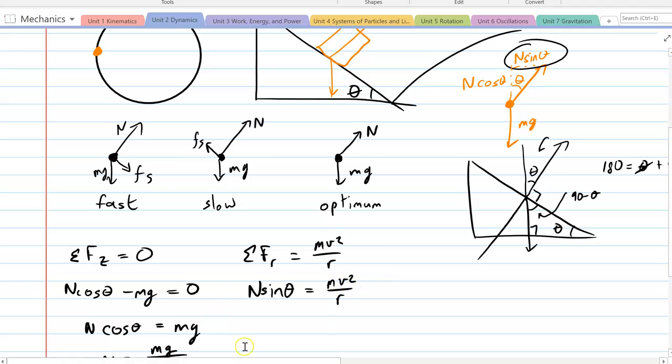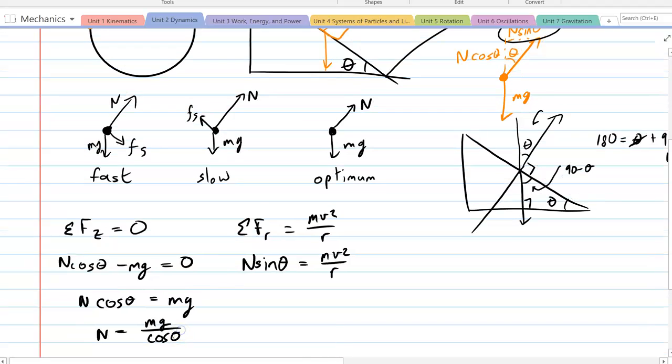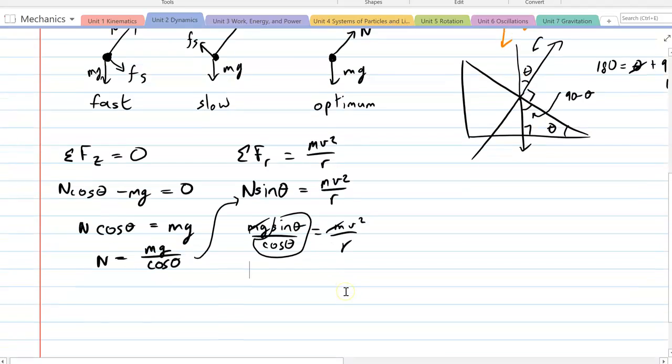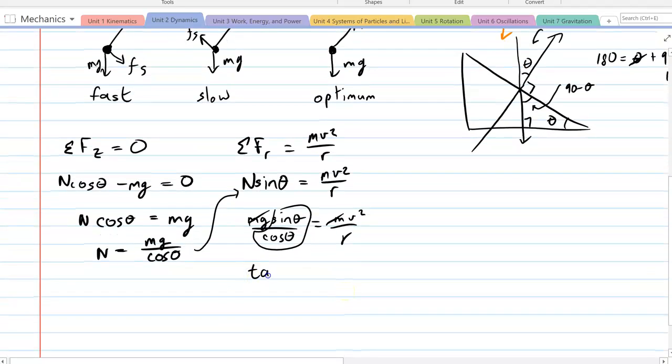And then, kind of like the conical pendulum question, we can actually substitute here and we get a result that's very similar. Mg sine divided by cosine is equal to mv squared over r. In other words, the masses cancel and this turns into the tangent. So we get pretty much the same exact thing, but just in a different context. So tan theta is v squared over rg.